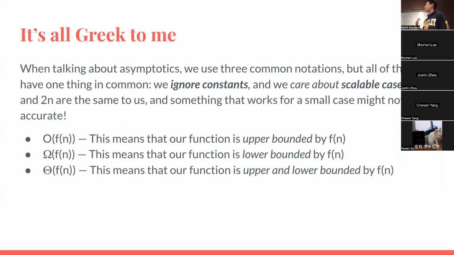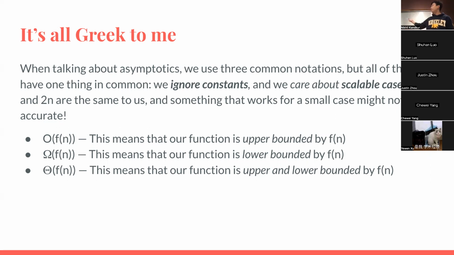And the three common notations we use are O of n, which means our function is upper bounded by f of n. So our function takes at most some multiple of f of n steps. We use omega of n, meaning our function is lower bounded by f of n. So this means our function takes at least some constant multiple of f of n steps.